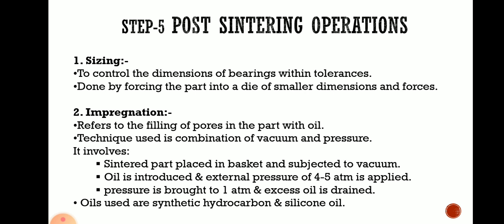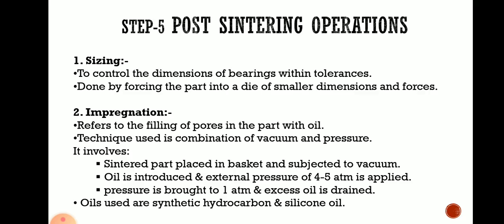It involves the sintered part placed in a basket and subjected to vacuum, so that the oil is introduced and an external pressure of 4 to 5 atmospheres is applied. The pressure is brought to 1 atmosphere and the excess oil is drained out. So at that pressure and vacuum, the oil gets filled into the pores of the bearing. That is the process called oil impregnation. The oil used is generally a synthetic hydrocarbon and silicon oil.